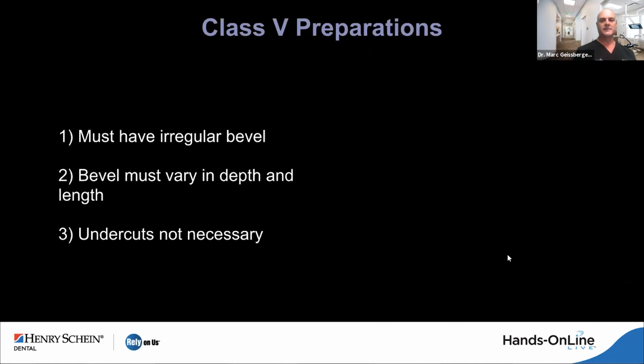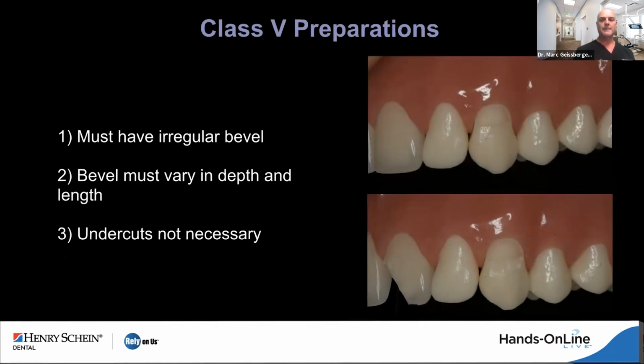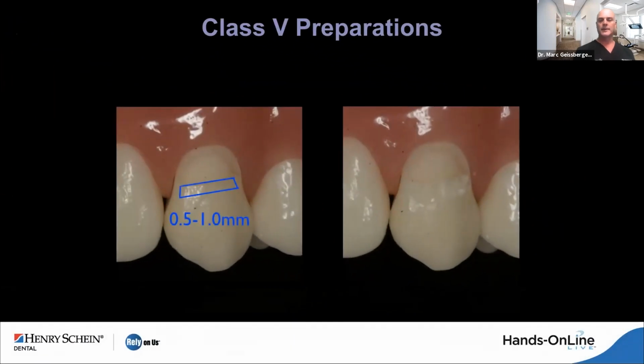Now, with a class 5, we were all taught a standard bevel. But what I'm going to suggest is if you take that standard bevel and modify it, your restorations will look better. Now, with a standard bevel, we were taught that bevel should be approximately 1 millimeter, a half millimeter at 45 degrees angle on the enamel. And that would do two things. It would help hide the material and would increase the surface area to bond to.